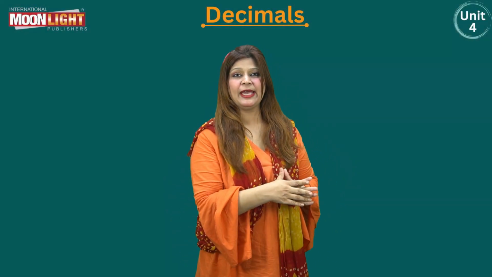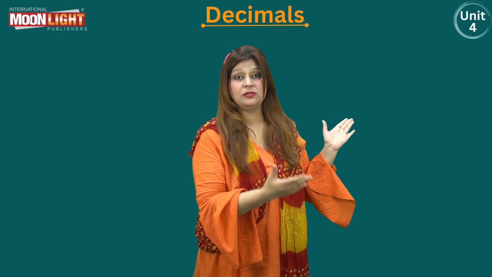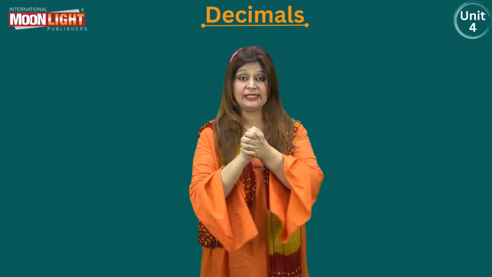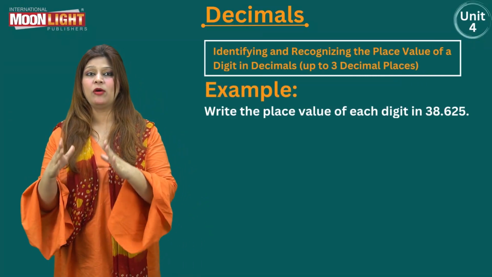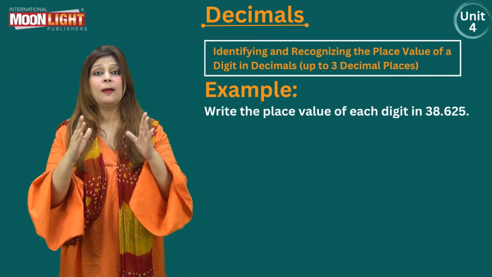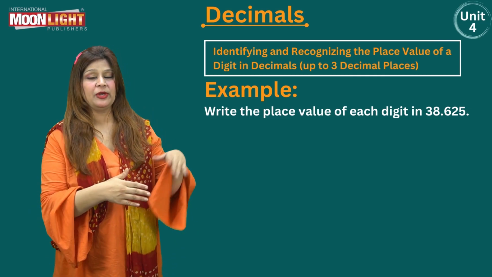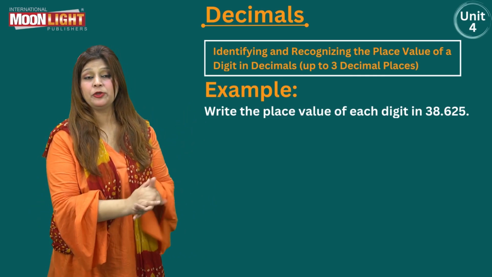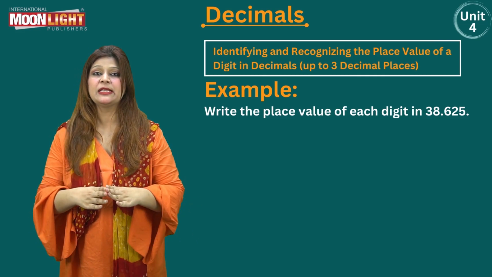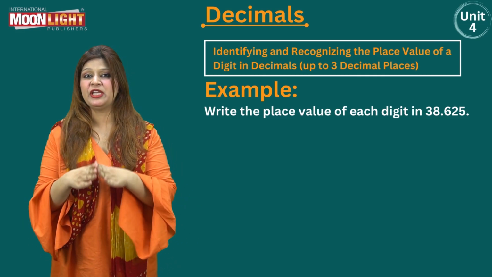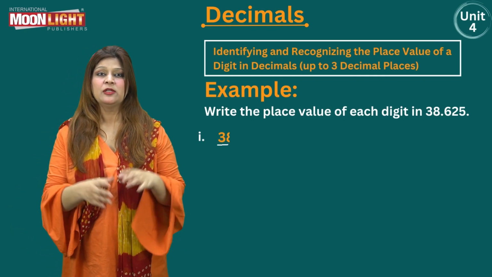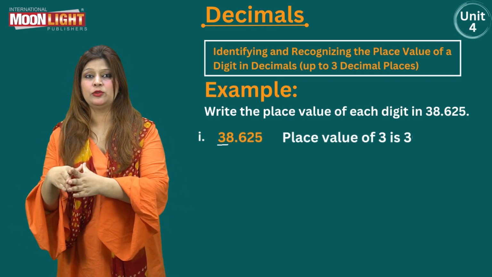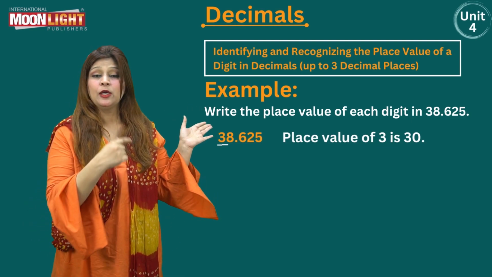So right now we can recall the concept, and we are going to solve one example for you: identifying and recognizing the place value of a digit in decimals up to 3 decimal places. I'm going to have an example over here. You can check on your screens. The example statement is: write the place value of each digit in 38.625. Okay, so here 38.625 is the number.